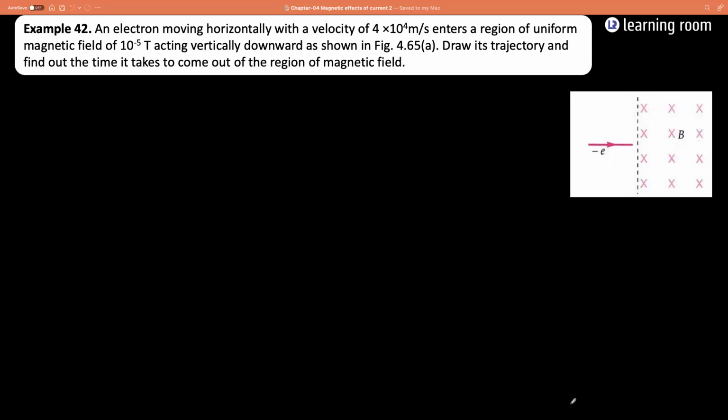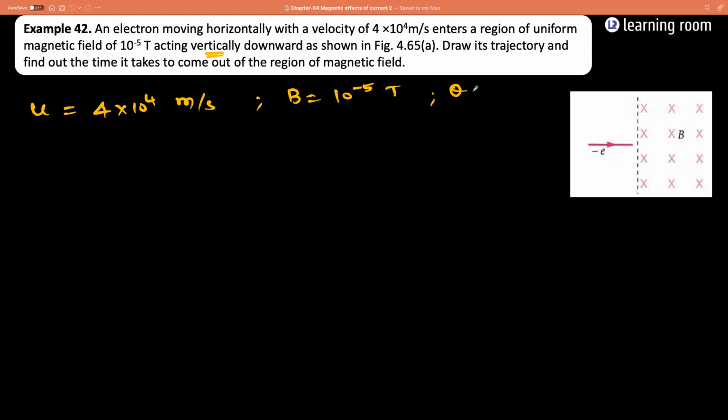An electron moving horizontally with a velocity of 4 into 10 power 4 meter per second enters a region of uniform magnetic field with a value of 10 power minus 5 Tesla, acting vertically downward as shown in the figure. Draw its trajectory and find out the time it takes to come out of the region of the magnetic field. So what is the answer and how to solve this?